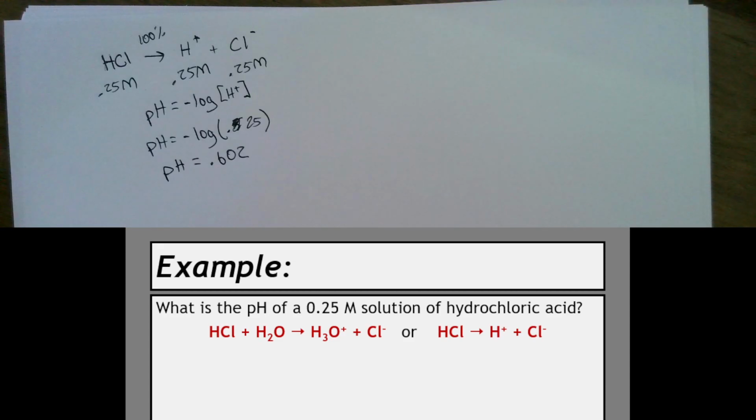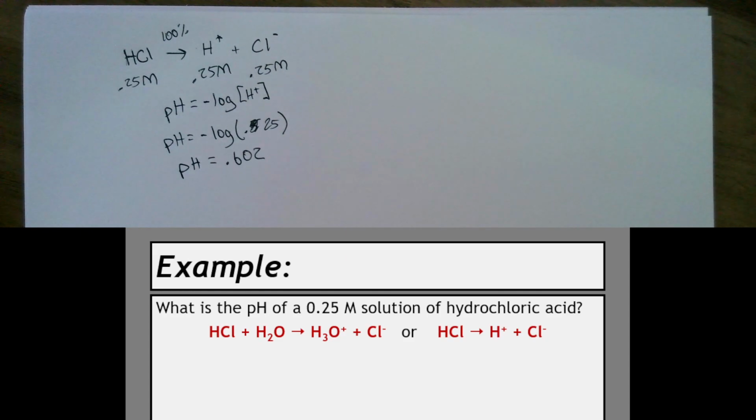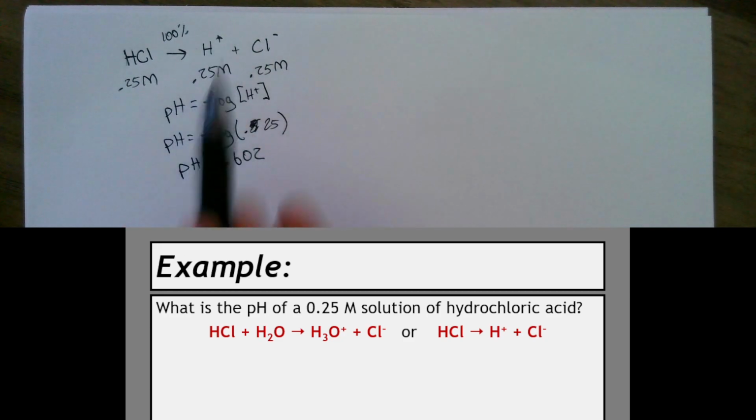pH is definitely not always a whole number. A lot of the times it will be a decimal, or it could be a negative number, or anything like that. Okay? So that is the pH of that hydrochloric acid solution. You just take the negative log of your H plus concentration.